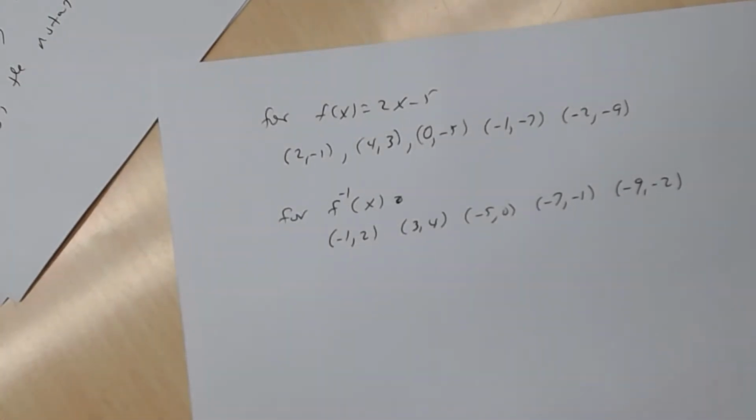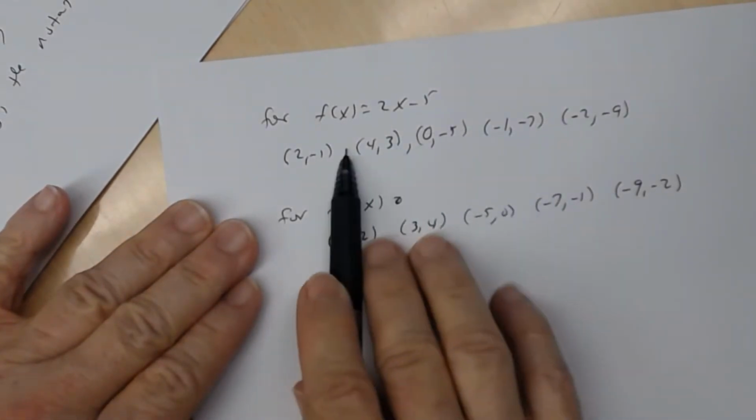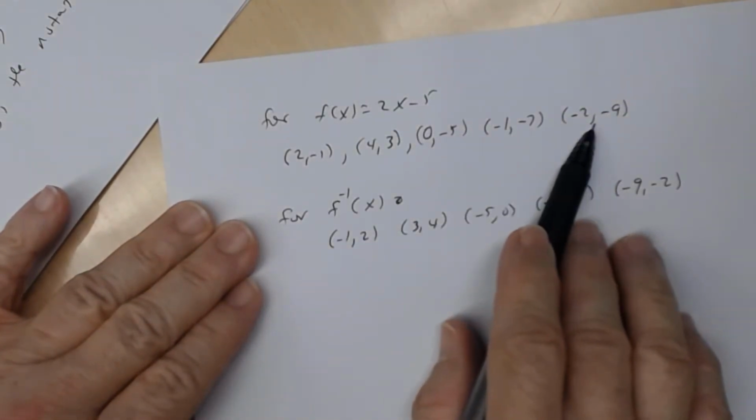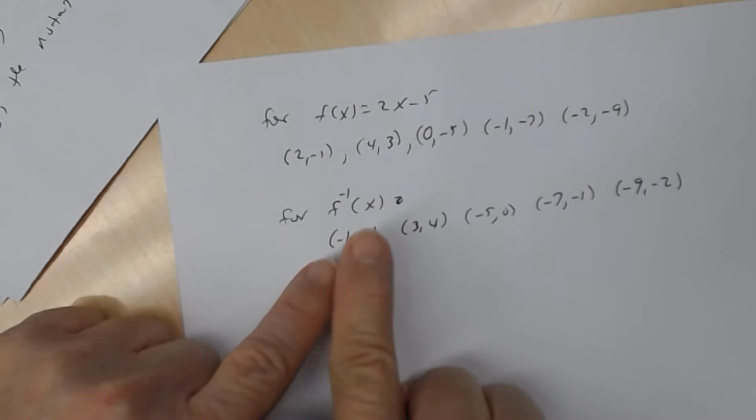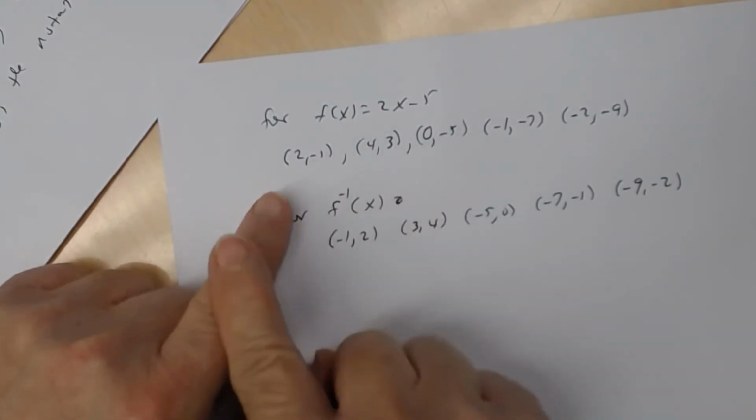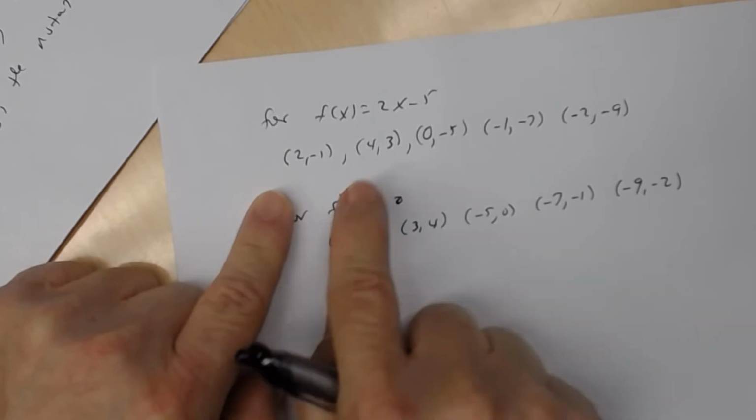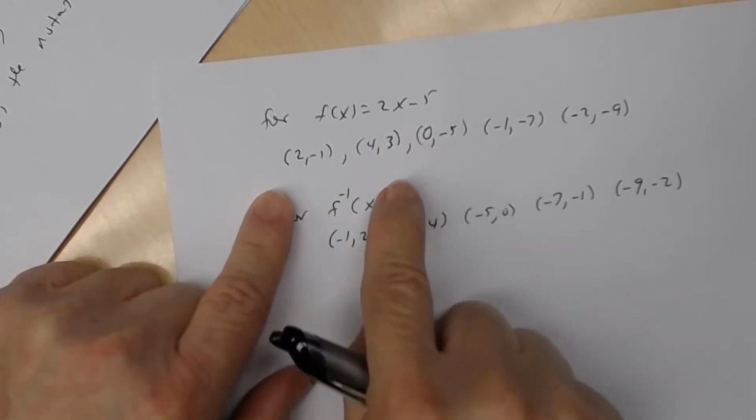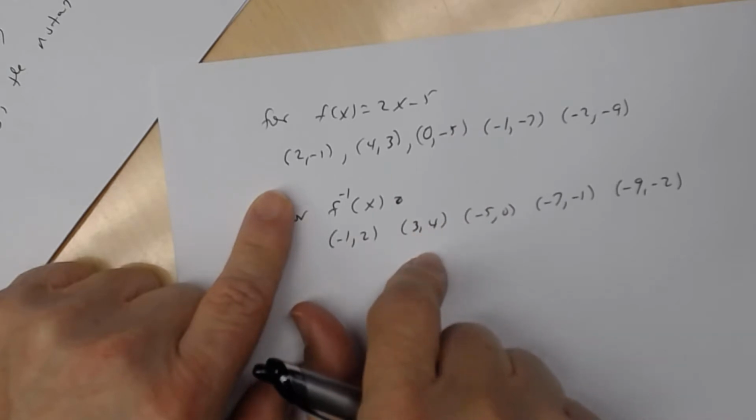So here's what I want you to notice. If you're given a set of ordered pairs, see these are ordered pairs, to find the inverse, you just change the x and the y's. So x becomes y, y becomes x. X becomes y, y becomes x, and so on.